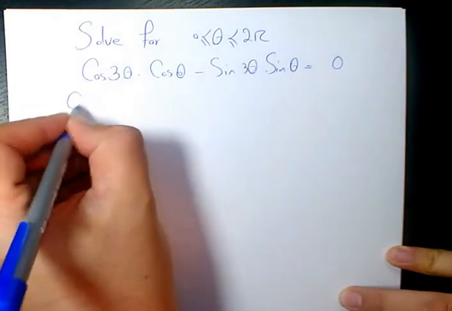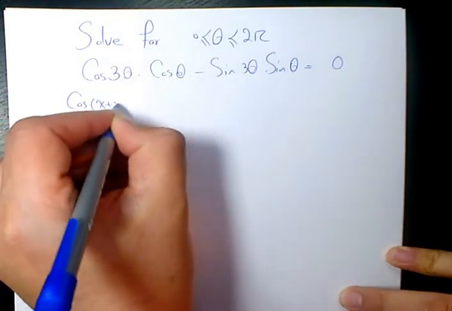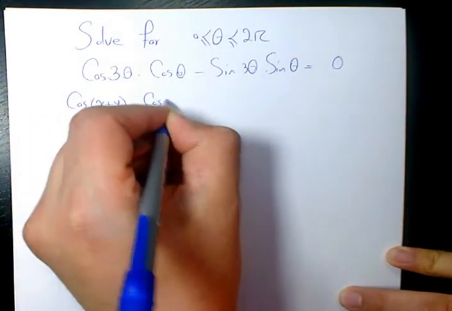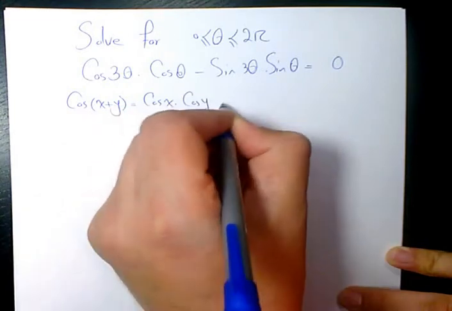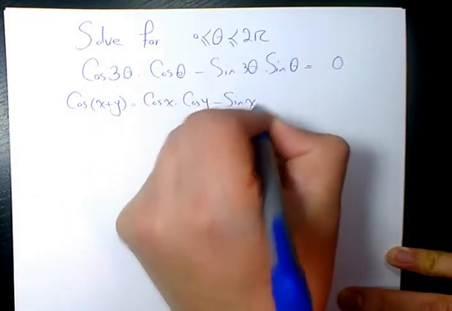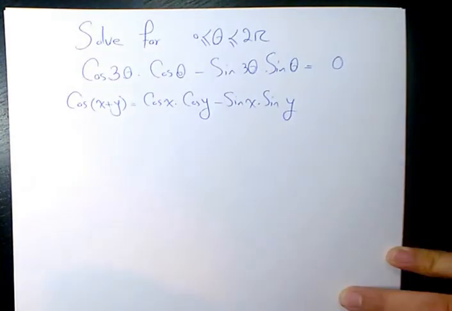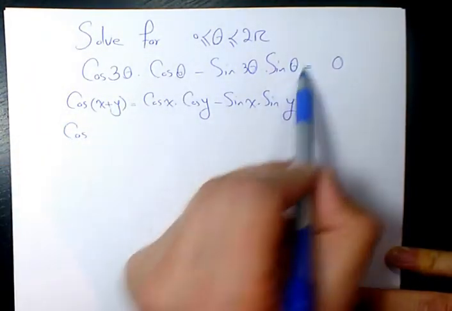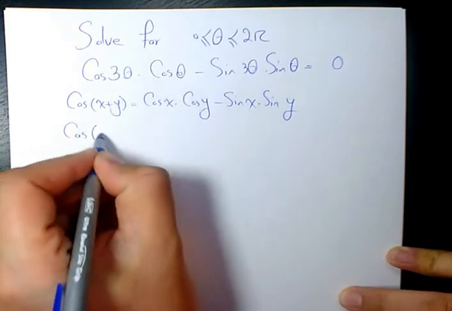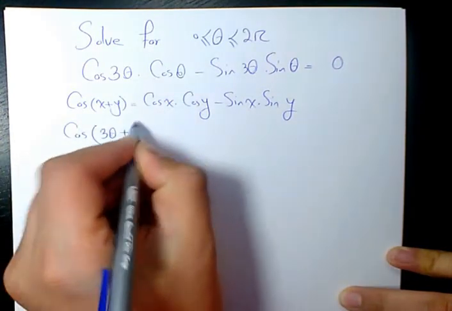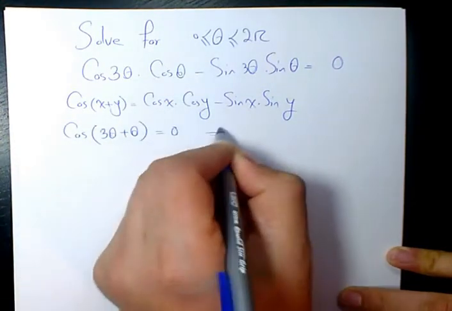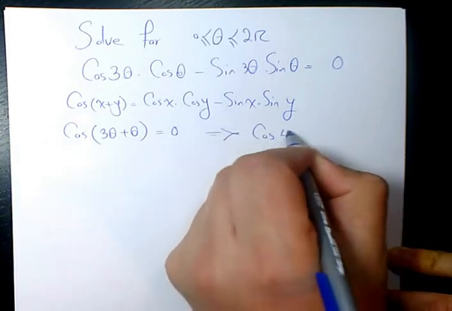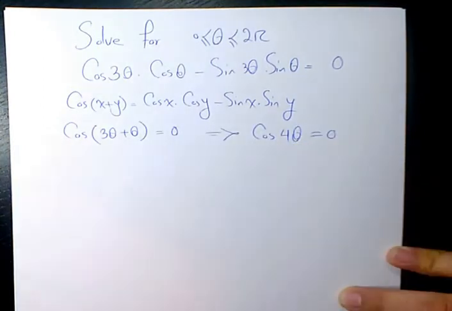Cosine x plus y equals cosine x times cosine y minus sine x times sine y. Based on what we have here, I can rewrite the left hand side as 3 theta plus theta equals 0. Therefore, cosine 4 theta equals 0.